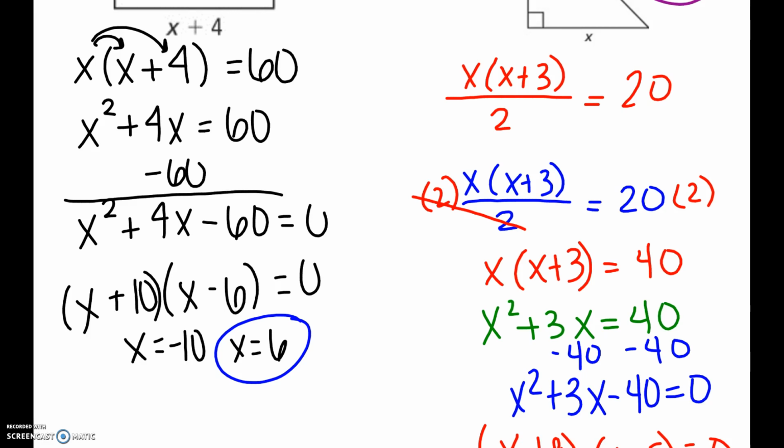Again, you have to put it equal to 60, which was the area. It's length times width, or base times height, so x times x plus 4. You're not dividing by 2 because it's not a triangle, it's a rectangle. And then we'll distribute, bring over the 60, factor, make your 2 parentheses, and put them each equal to 0. My answer is only the 6 because the negative 10 wouldn't make sense in the problem.